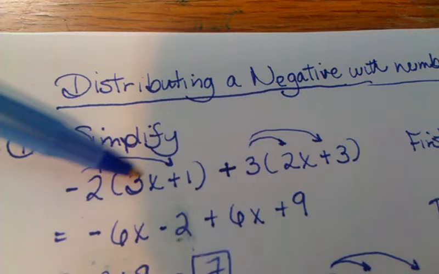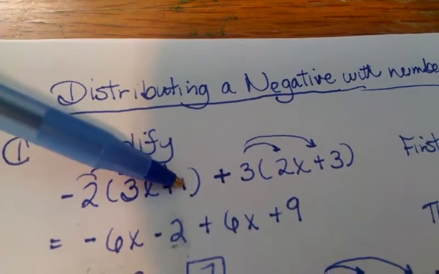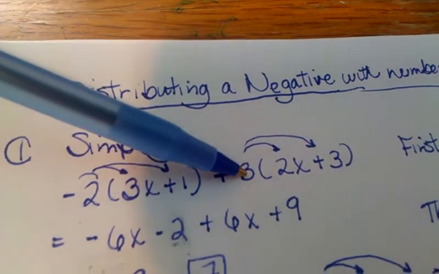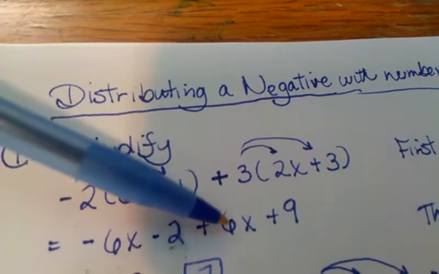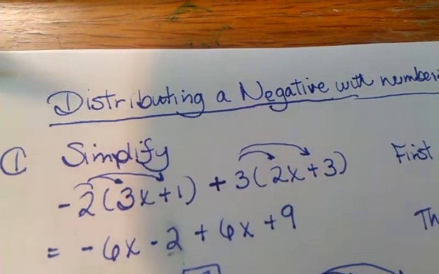So I have negative 2 times 3x, that gives me negative 6x, and negative 2 times a positive 1, which gives me a negative 2. Then I have a positive 3 times 2x, which gives me a positive 6x, and a positive 3 times a positive 3, which gives me a positive 9.